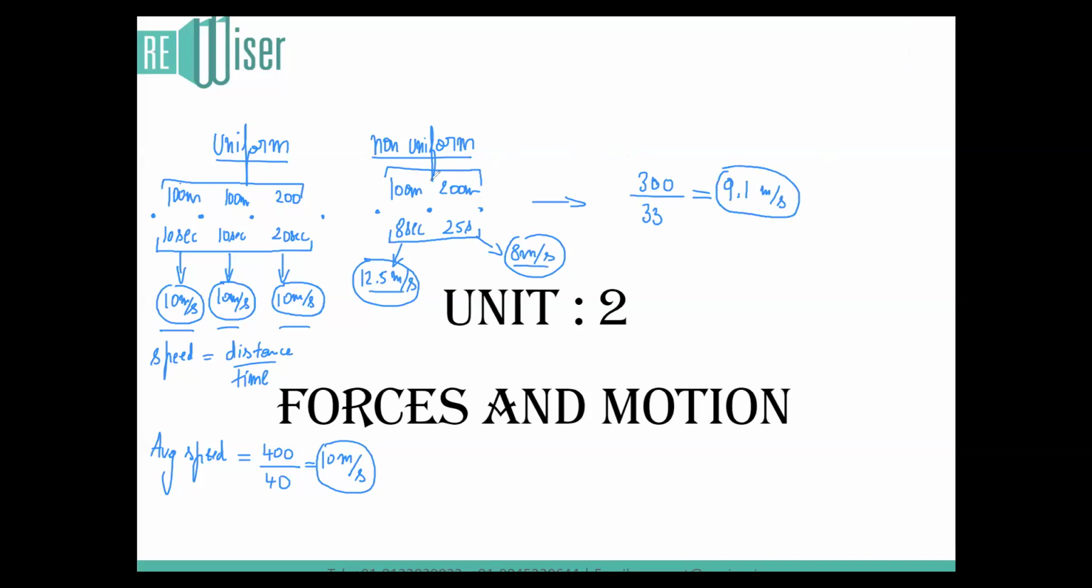So this is also another way you can differentiate between uniform and non-uniform. If the average speed is the same as the instantaneous values of speed in each interval, then the motion is uniform. If the average speed is different, or the speed in each interval is also different, then it is non-uniform motion. Got it? Yes. Any doubt? No. Okay.